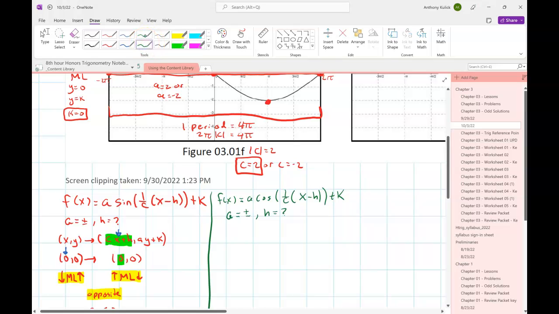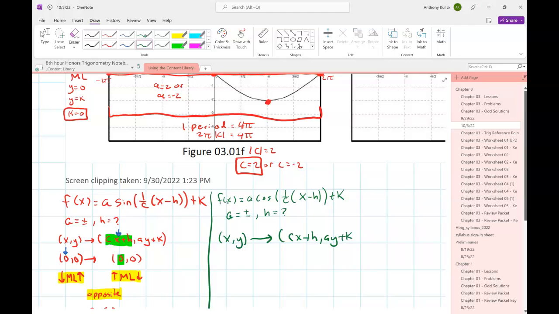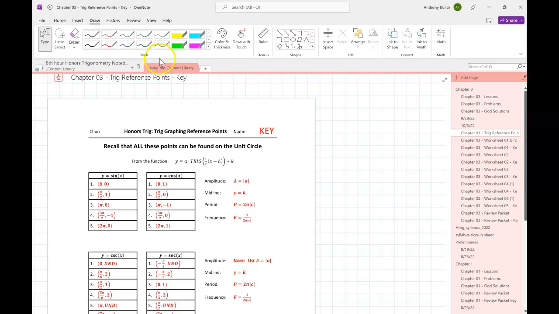Just like for sine, I'm going to be using this transformation map. So I'm going to go to my parent function and pick a point from that parent function to use. I'm going to be looking at the cosine points. Which of these cosine points looks the most appealing? 0, 1. I like that because the x coordinate is 0, and I'm looking for h, which has to do with the x's.